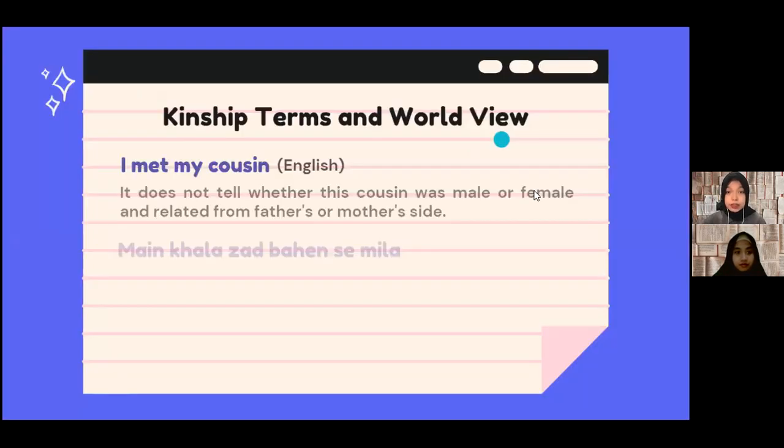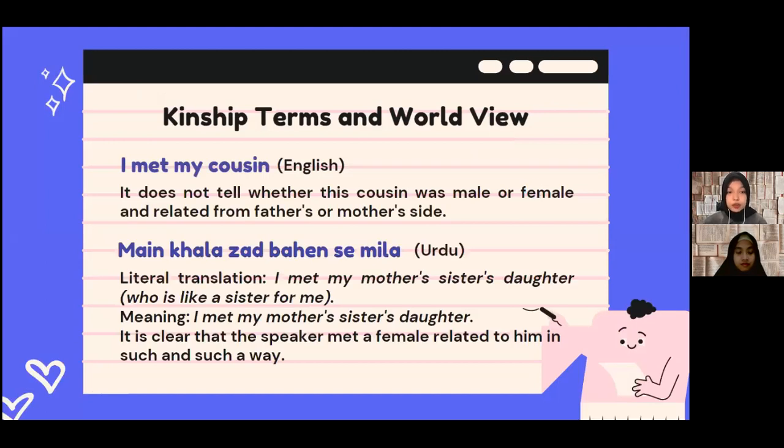In kinship terms and worldview, we have two examples in the English and the Urdu language. I met my cousin. It does not tell whether this cousin was male or female and related from the father's or mother's side. But in Urdu, Mein Khala Zat Bahen Se Mila, the literal translation is, I met my mother's sister's daughter. It is clear that the speaker met the female related to him in such and such a way.